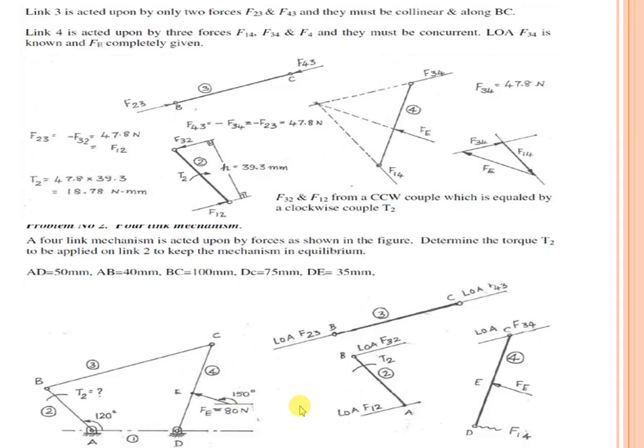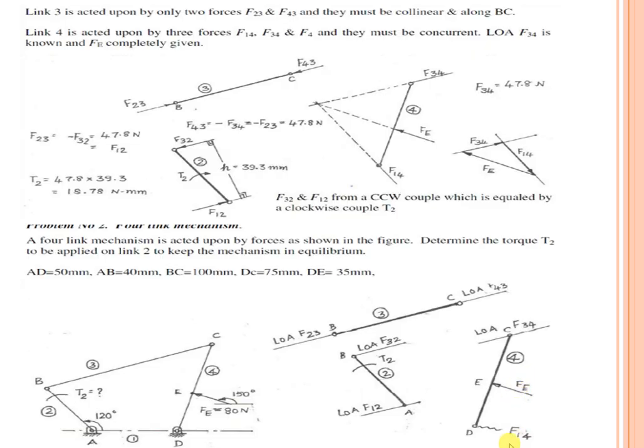So AB, if you take the line of action of force that is going to act is F of 1 2. At joint B, the line of action of F3 of 2 comes. With respect to link BC, if you take, the line of action is F2 of 3. The line of action at joint C is F4 of 3. If you take the torque acting on link 2, here it is F of E, it is going to be at the center.